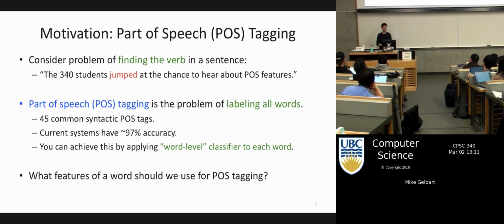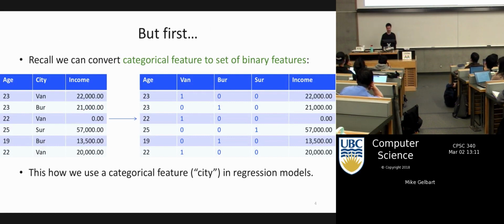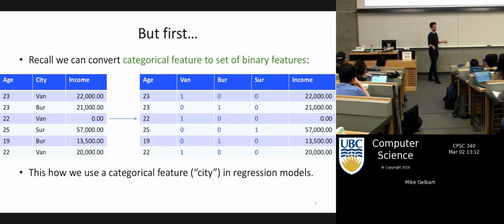One thing I want to talk about first is what type of features we should use for each word. For each word, we're going to have some features and use those to predict the part of speech. As we talked about a long time ago at the beginning of the course, we can convert categorical features. The labels are multiple labels, but the features might also be categorical. If we have a categorical feature, like in this example, the city, Vancouver, Burnaby, Surrey, we can make a new column for each feature and use this 1 of k encoding to encode that.